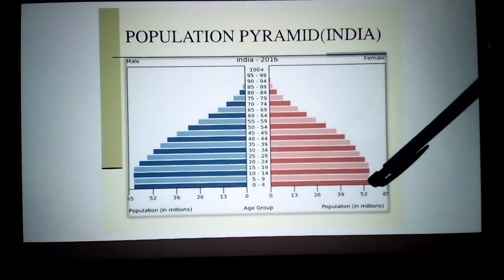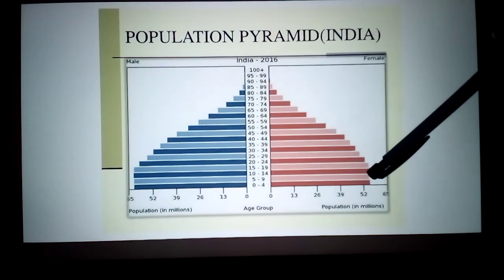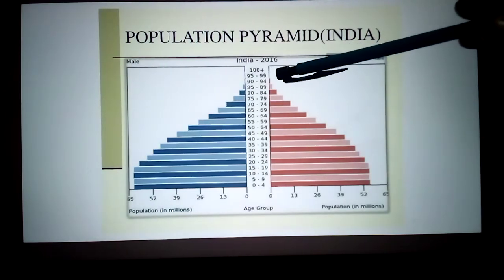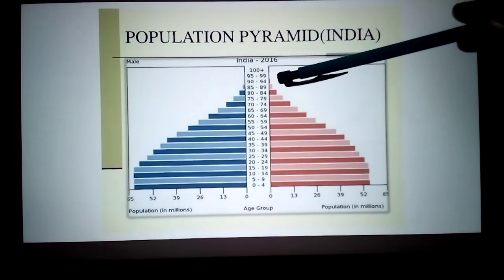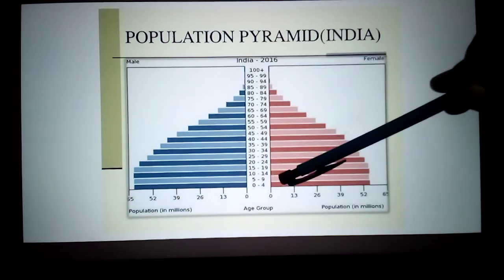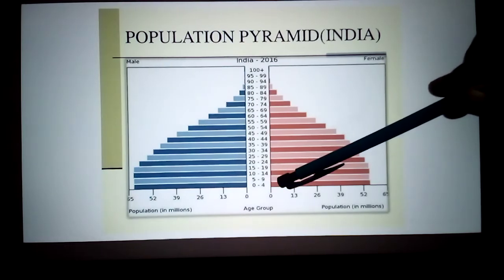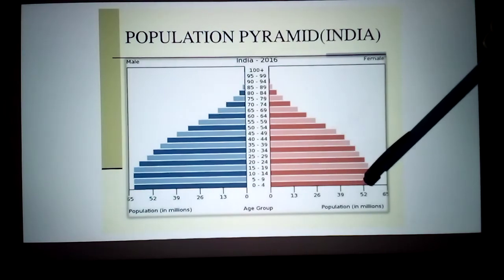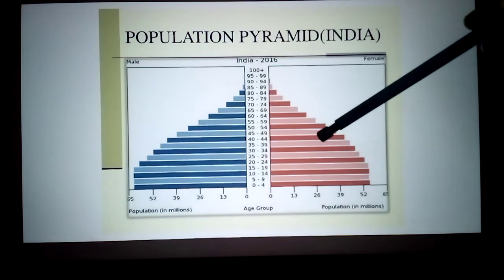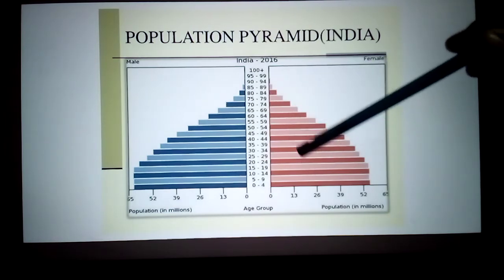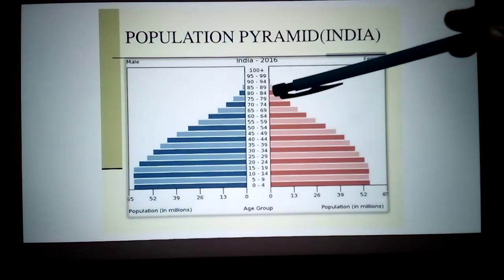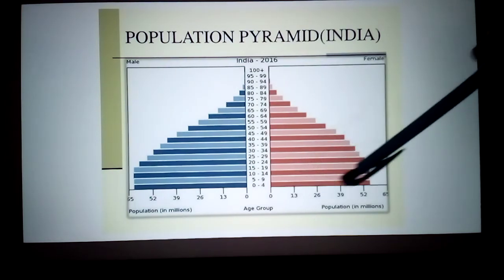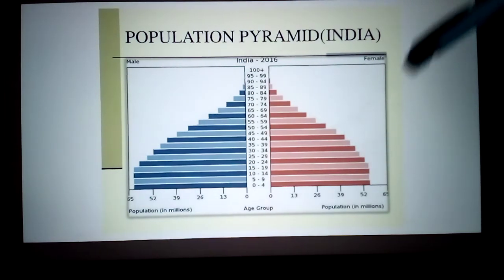So here 52 million is there. When we go up, only 1 million or 2 million are at the age of 90. It means that these 51 million, in different age groups, the deaths are taking place. When it is narrow, it shows the death rate. Down here, it shows the birth rate.